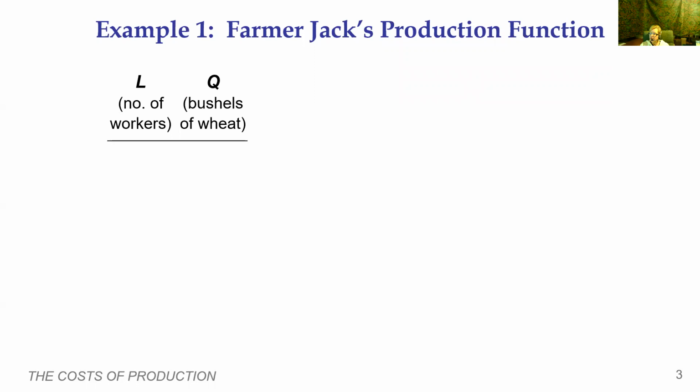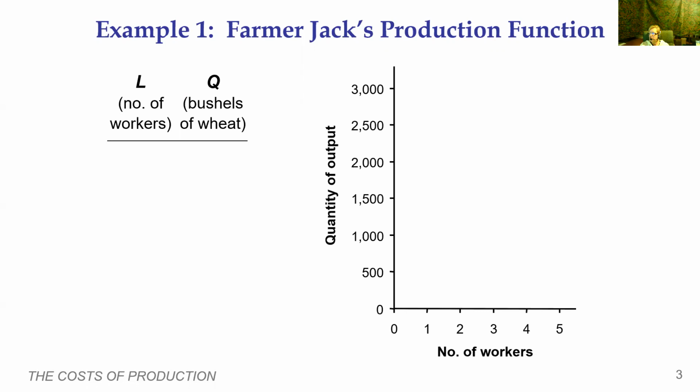So let's go ahead and look at this in table form, and then we'll look at it graphically as well. At this point, we're going to say that Farmer Jack does none of the farming himself. He's a coordinator. Or let's say he's retired and he is hiring people to solely produce this wheat. If he has no workers, he doesn't get any output of wheat.